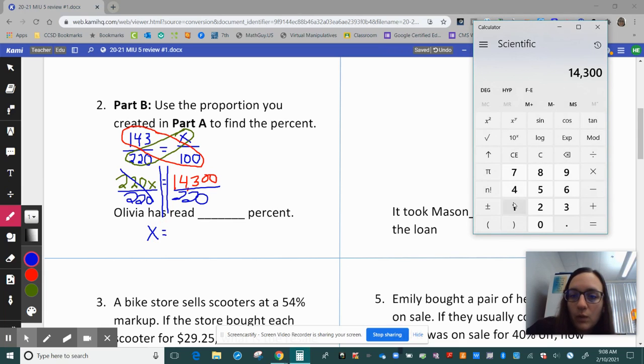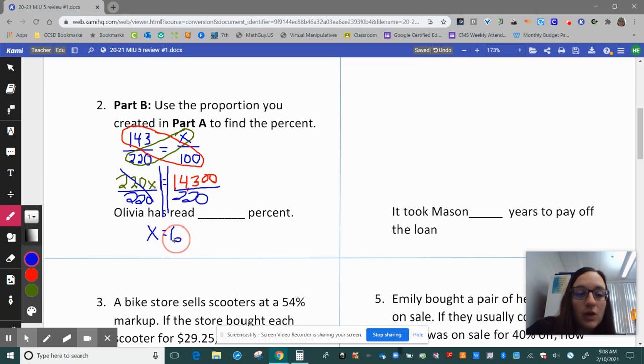So here we go. 14,300 divided by 220, and that gives us 65. Now, you put in 65, you're good to go, because if you look at this sentence here, Olivia has read, you write 65%. They already wrote the percent word. If they didn't, you would have to put the percent sign, but they gave the word for it, so that works. So you just can write 65, done, because they wrote 65%.